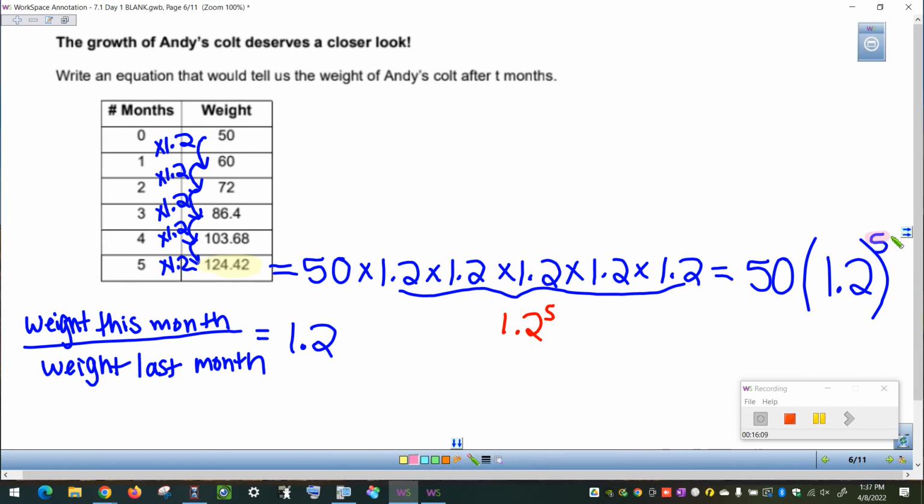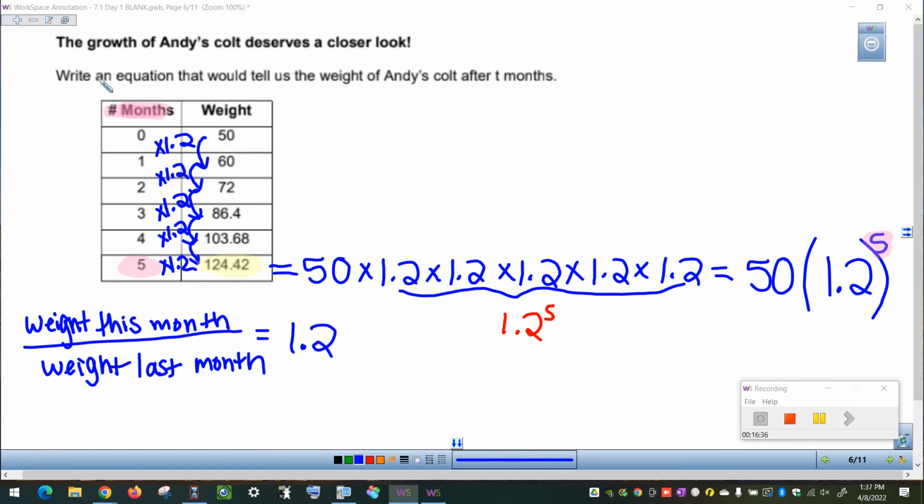Final thing I want you to notice here is notice that the value of the exponent, which was the number of times we multiplied by 1.2, that was the same as the number of months. So it turns out that if we wanted to do this for any number of months, if we know the number of months, we could just put that here in the position of an exponent, type one simple thing into our calculator, and figure out what the weight would be.